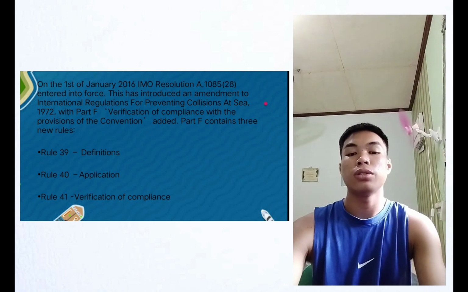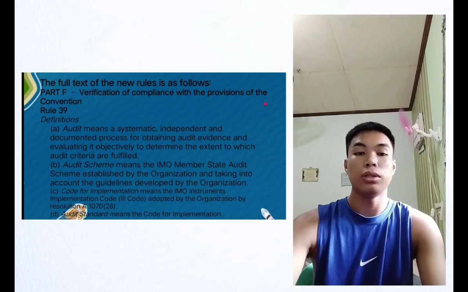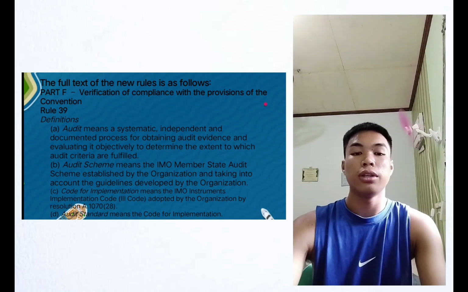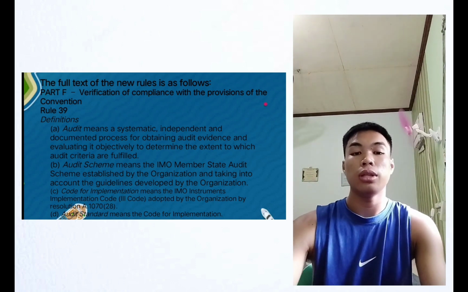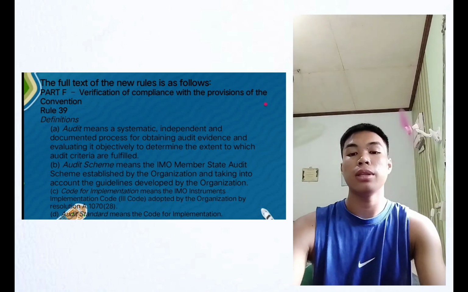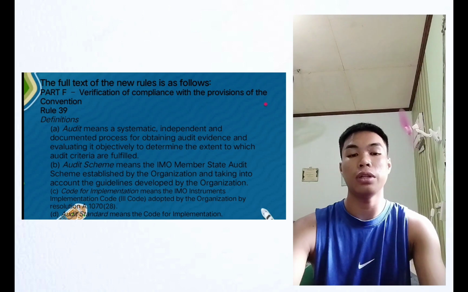Rule number 39, which is definitions, and they have audit, audit scheme, code for implementation, and audit standard. Audit is a systematic, independent, and documented process for obtaining audit evidence and evaluating it objectively to determine the extent to which audit criteria are fulfilled.